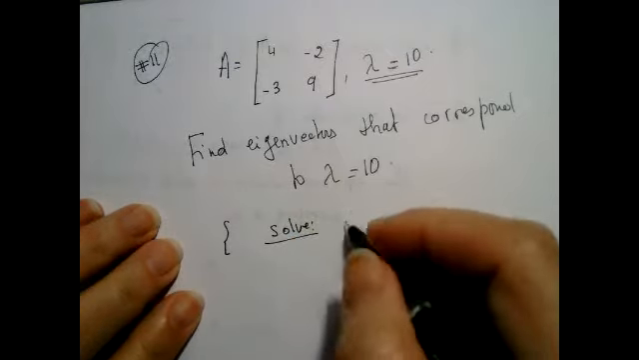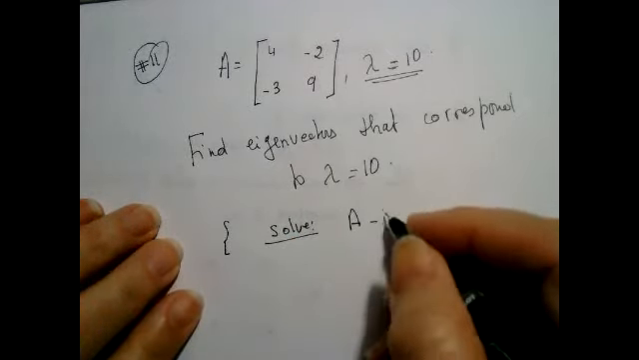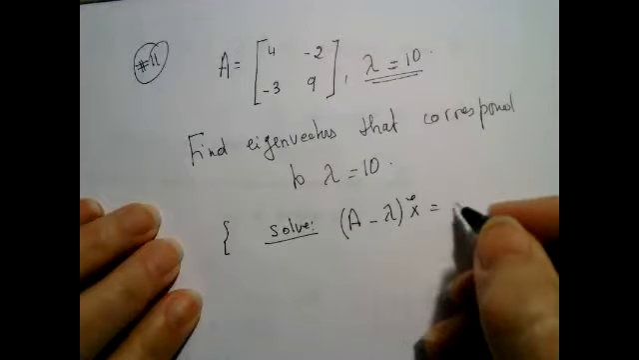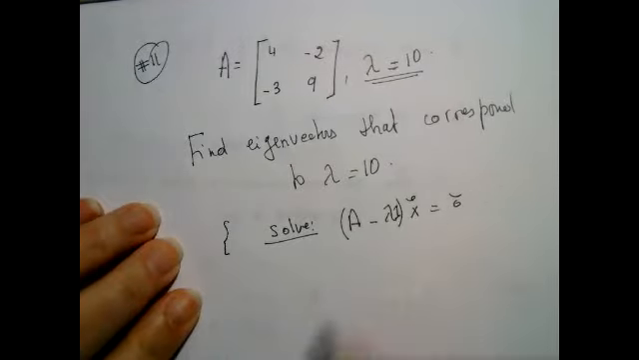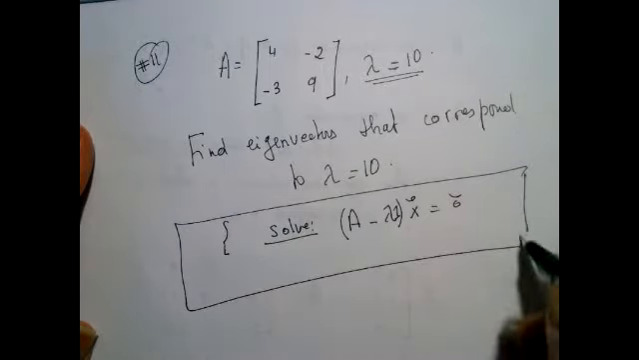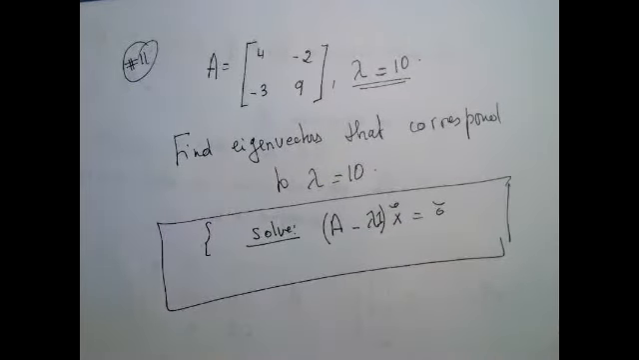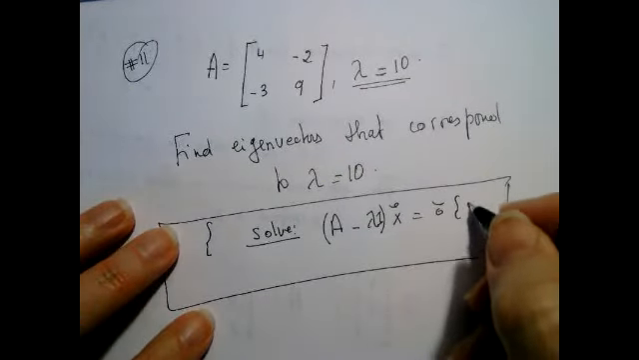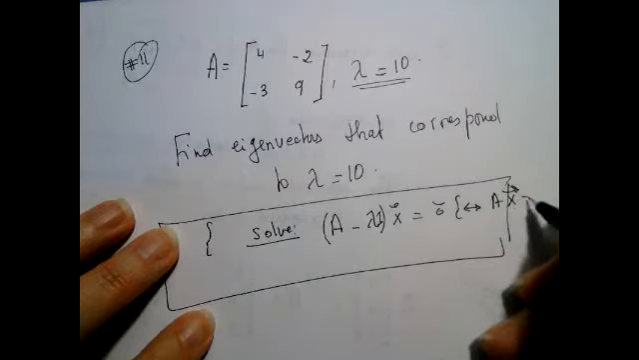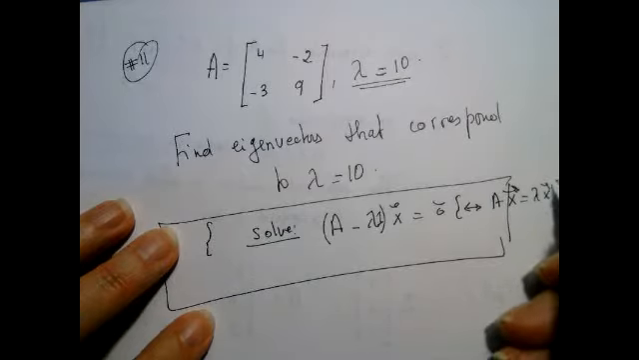How to find the eigenvector? We solve the system A minus lambda I x equal to 0. Sorry. So to find the eigenvectors, we solve the system A minus lambda I x equal to 0. And this is basically equivalent to solving Ax equal lambda x.